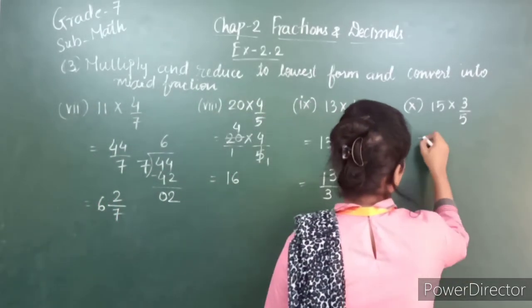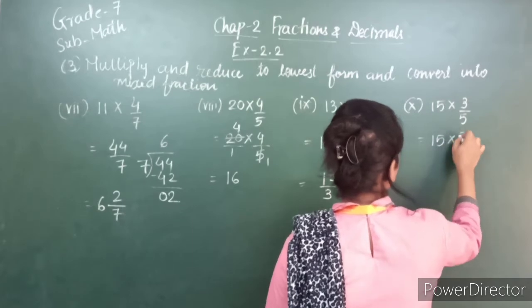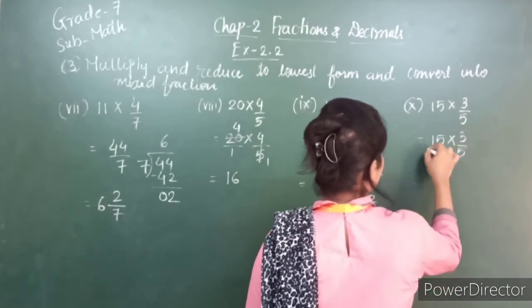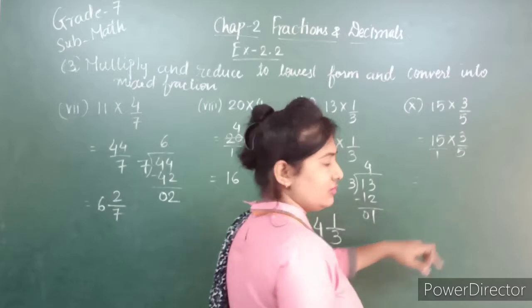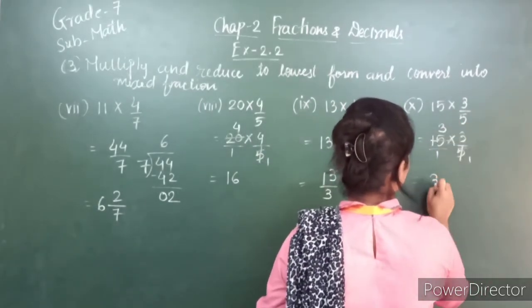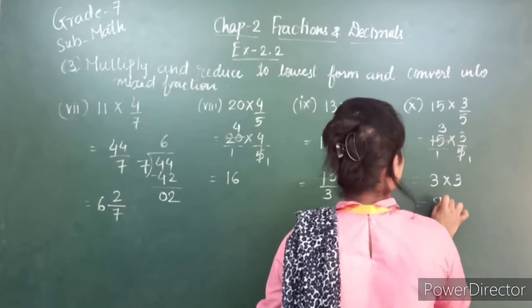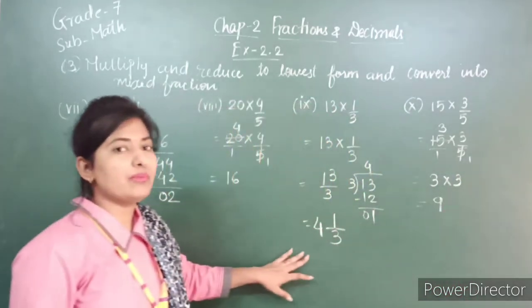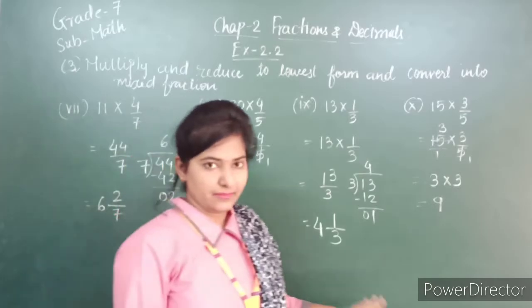Now number 10, it is 15 into 3 upon 5. Here cutting is possible. So 5 ones are 5, 5 3s are 15. Here 3 into 3, it is 9. So here we completed our question number 3.